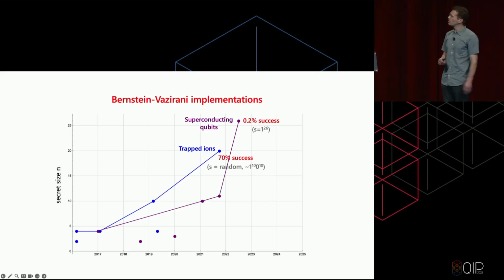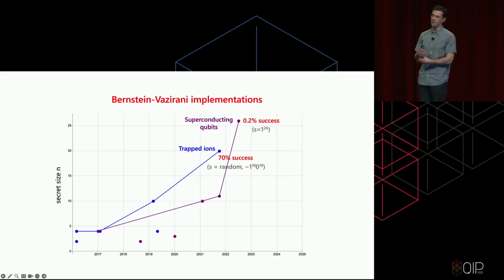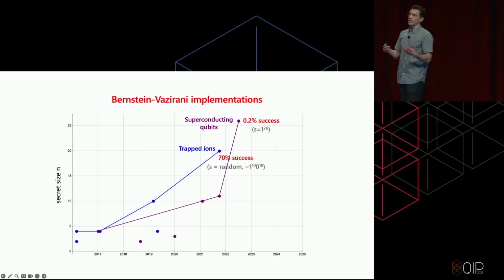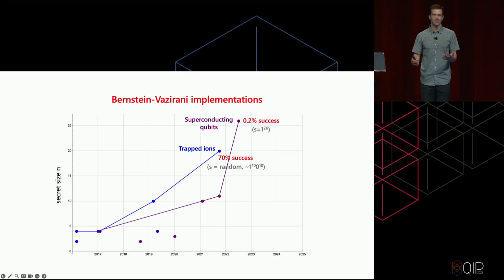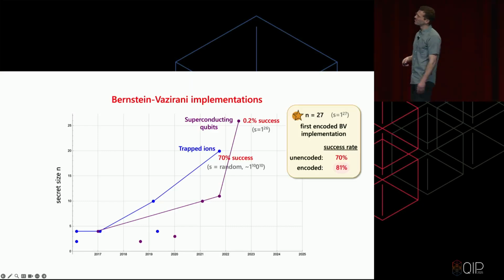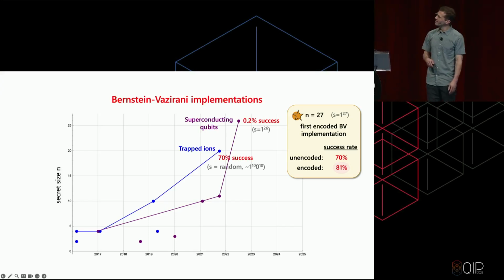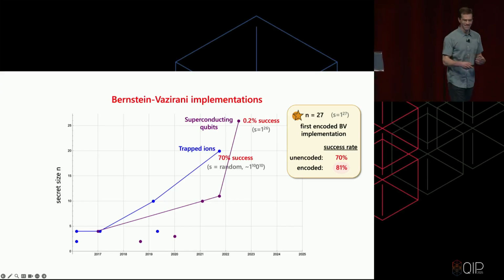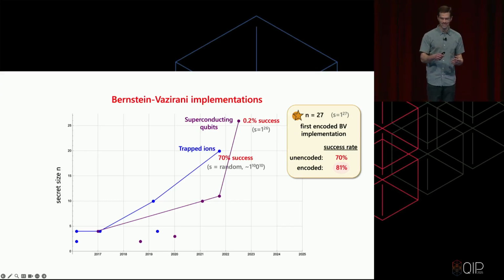In 2022, they implemented it on superconducting qubits. This is IBM's device. They had a 0.2% success rate on the all 1 string. And 0.2% doesn't sound so good, and maybe it's not so good. But on the other hand, if you want to be optimistic, classically, if you had one query to this oracle, your success probability would be 1 over 2 to the 25. So maybe 0.2% isn't that bad. We're implementing it with n equals 27. I think it's a coincidence that it's 1 more than 26. It wasn't deliberate.